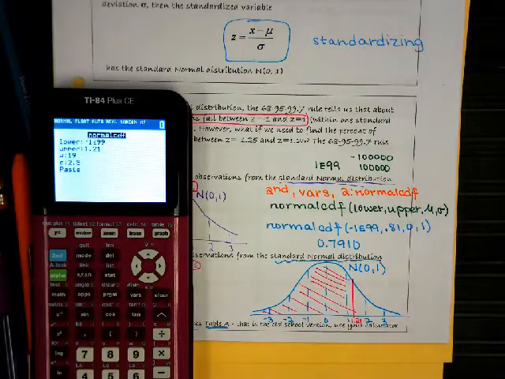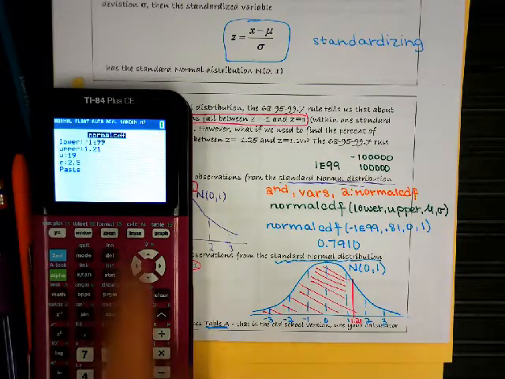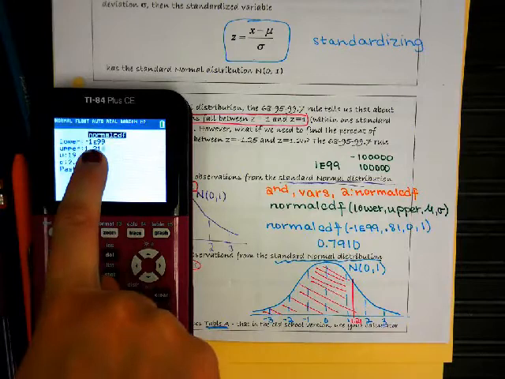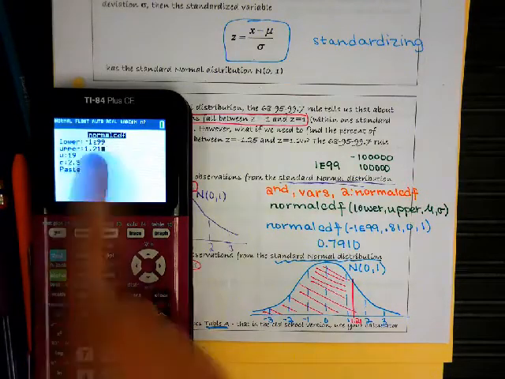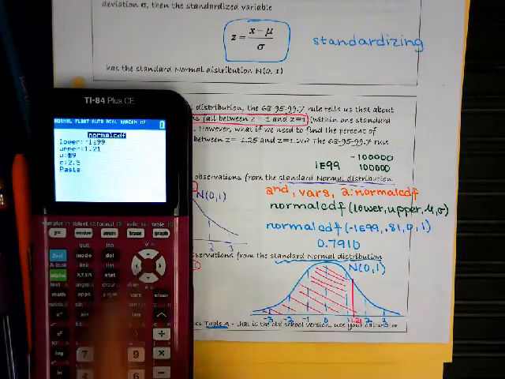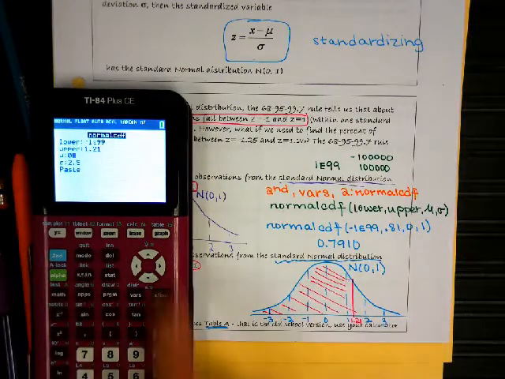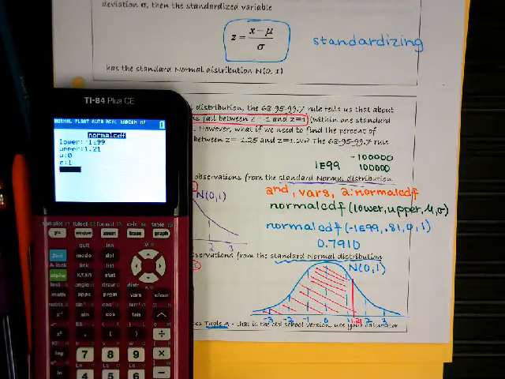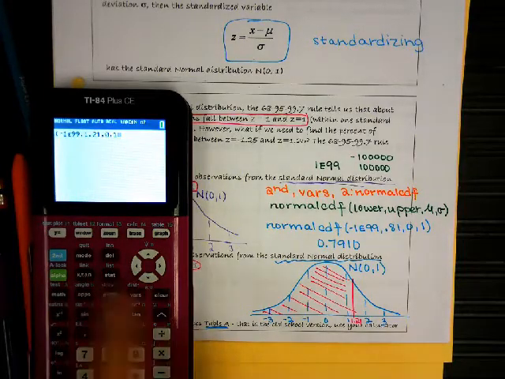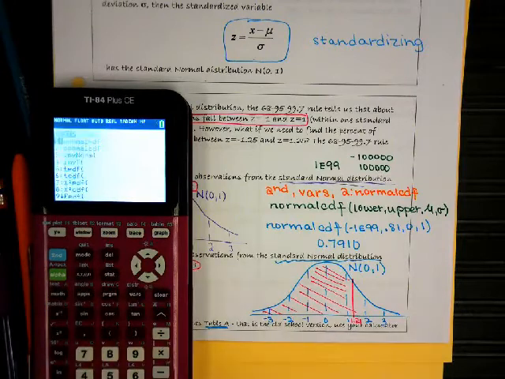Use the old school table A way in the back of the book, it goes to four decimals. All right, so my lower bound, really small number, upper bound is the 1.21. My mean is 0. My standard deviation is 1. Why didn't it put normal CDF in front of it? That was weird.